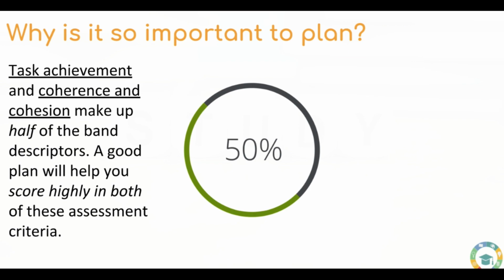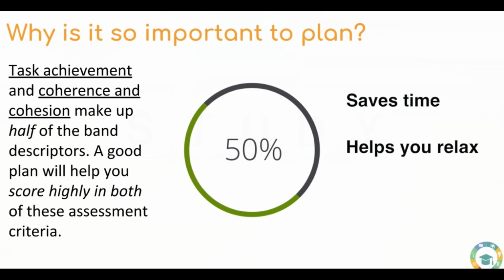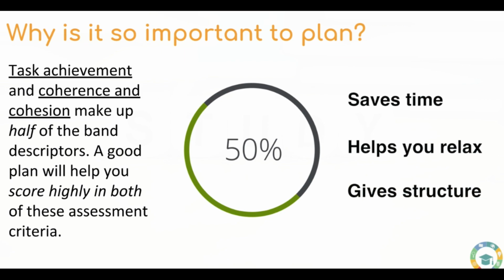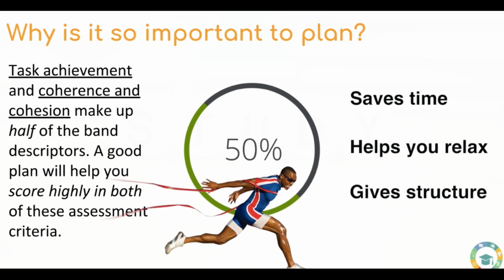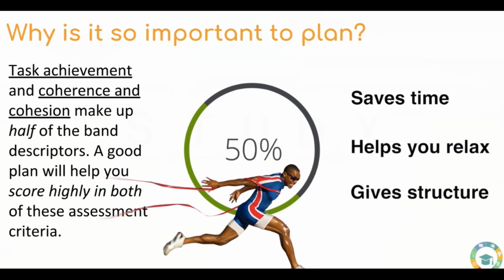Apart from considering the band descriptors, there are a few other reasons a plan for Task 2 is very important. Ultimately, writing a plan will save you time. You'll spend less time hesitating or thinking about the next step. A plan will also help you to relax, as you'll know exactly what you need to do throughout Task 2. And lastly, a plan gives you some structure to how to write your test. Think about this stage of your essay writing as mental preparation, much like a runner will spend time thinking about their race even before they begin running.